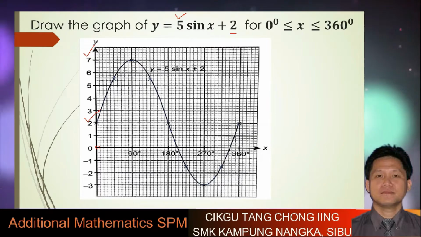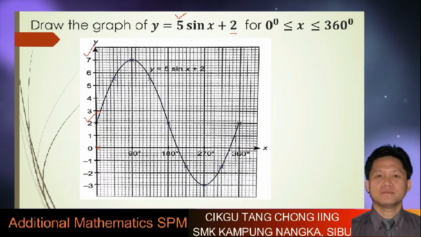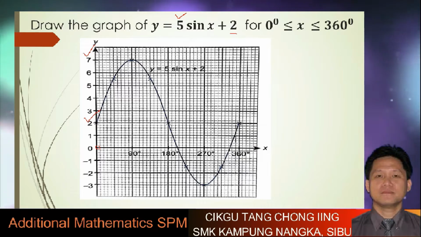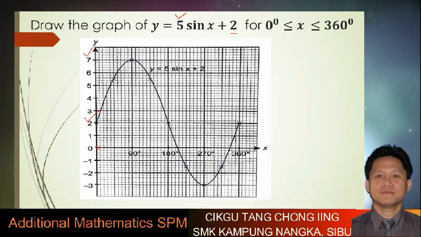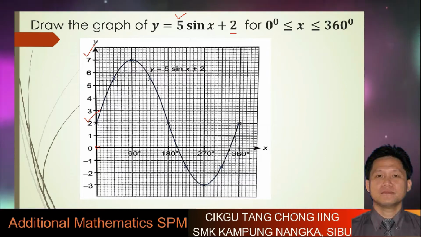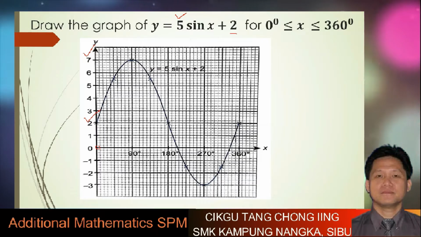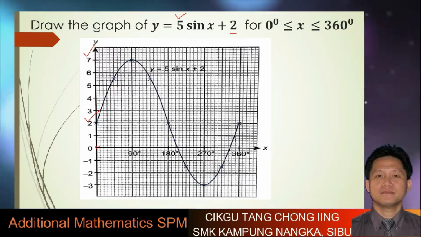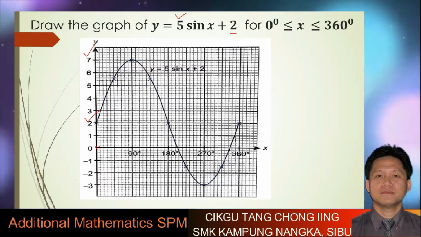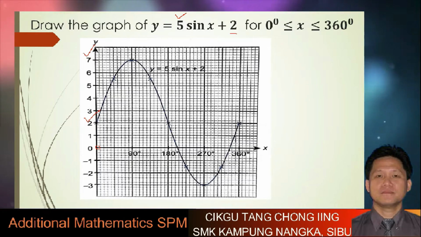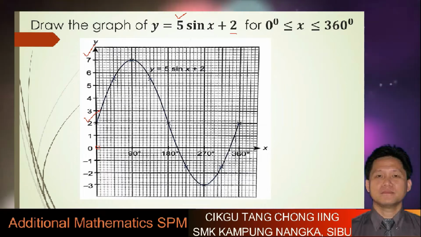And again, with a equals 5, if we only have y equals 5 sine x, then the minimum value should be negative 5. But we have plus 2 here, shifted up by 2 units, and negative 5 becomes negative 3 down here, right? You see this one.